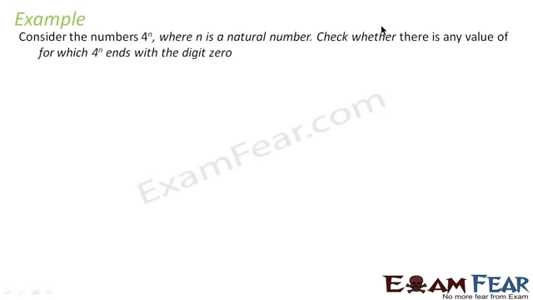Let's take some examples. The question says, consider the number 4 to the power n, where n is a natural number. Check whether there is any value of n for which 4 to the power n ends with the digit 0. That is the question. Now we know that for any number to end with 0, that number should be a multiple of 10. If that number is a multiple of 10, 5 and 2 should be factors of that number.